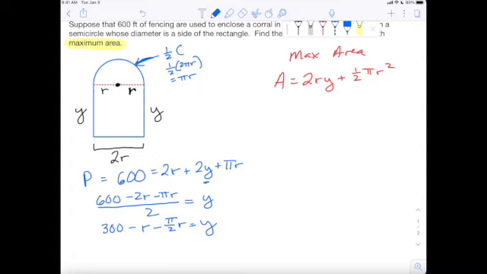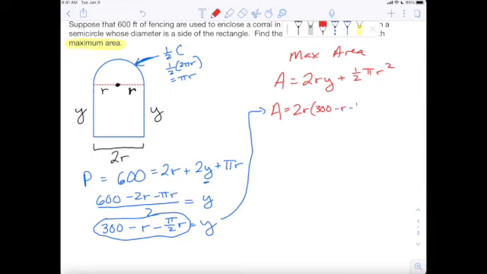So now I'm going to take this and substitute it in for y in my area equation. So we've got area equals 2r times y, and y, as we just said, is 300 minus r minus pi over 2 r, and then we still have plus 1/2 pi r squared. So that whole thing is now in terms of r. Area is in terms of r, and that's what you want.